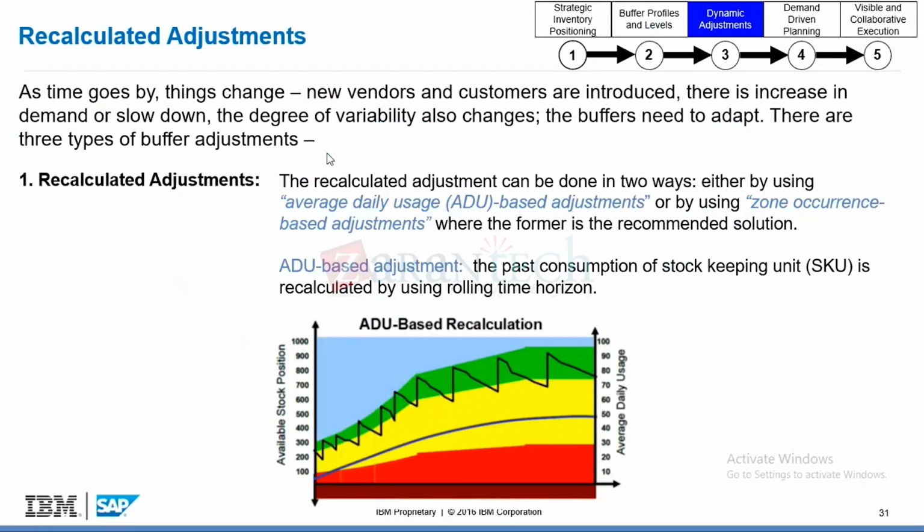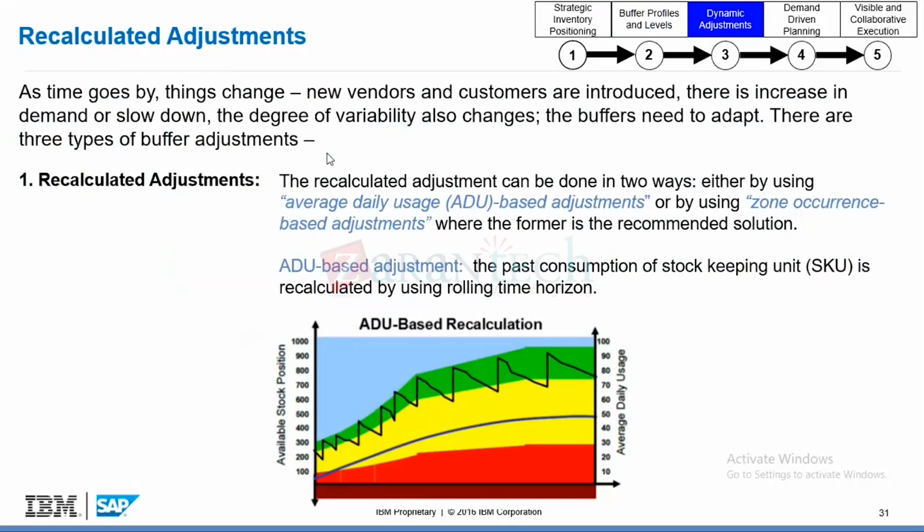So first step was identifying the strategic decoupling point. Second is the calculation of the buffer levels and the width of the zones. Now we have to do a dynamic adjustment. So first is recalculated adjustment that can be done either by using average daily usage based adjustment or by using zone occurrence based adjustment.